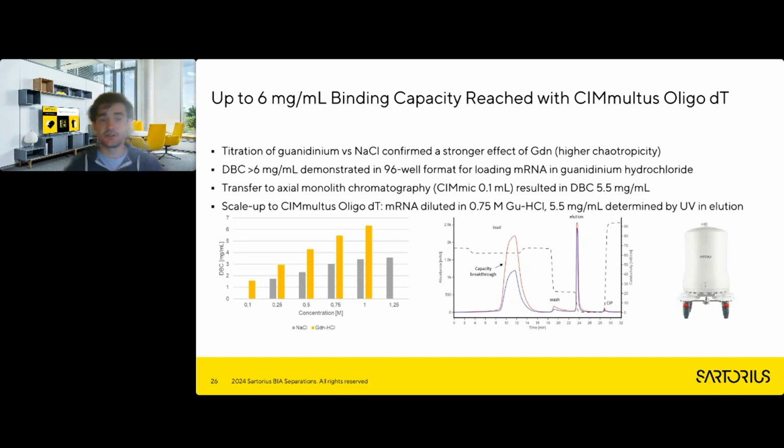So we verified the results. Those 6 milligrams per milliliter were demonstrated in 96 well plates. We transferred that first to our CMYC discs, which resulted in a binding capacity of 5.5 milligrams per milliliter. We scaled it up to our preparative line, where we loaded the mRNA in 0.75 molar guanidinium hydrochloride, and also achieved 5.5 milligrams of mRNA per milliliter of resin.